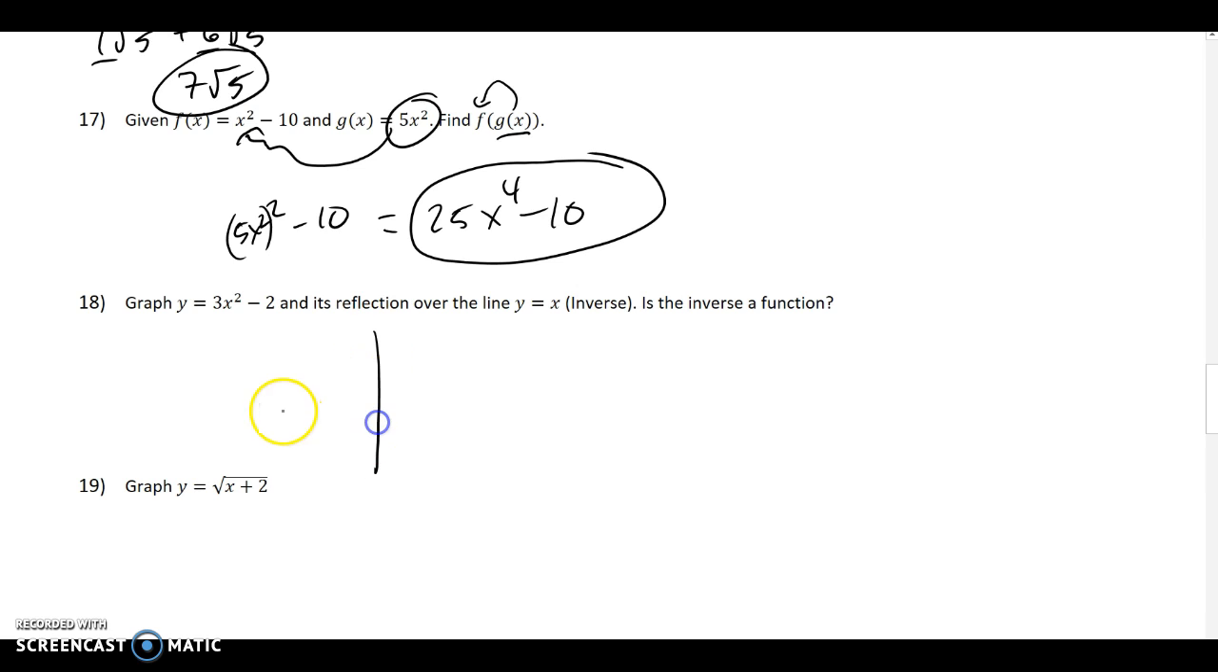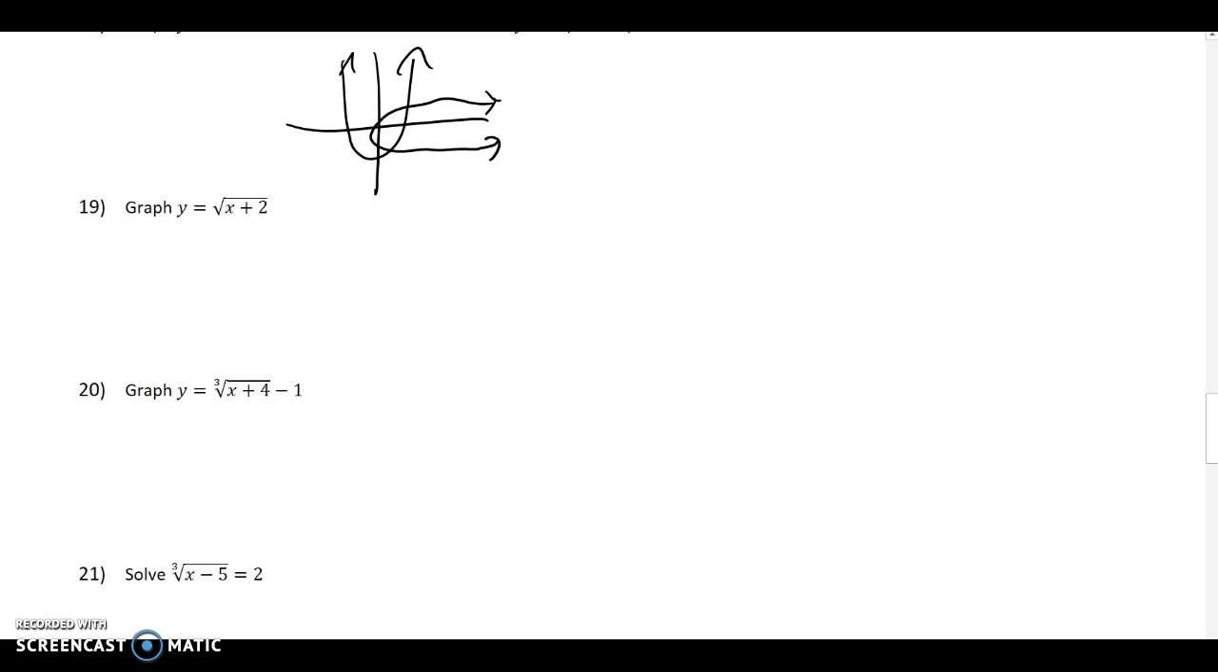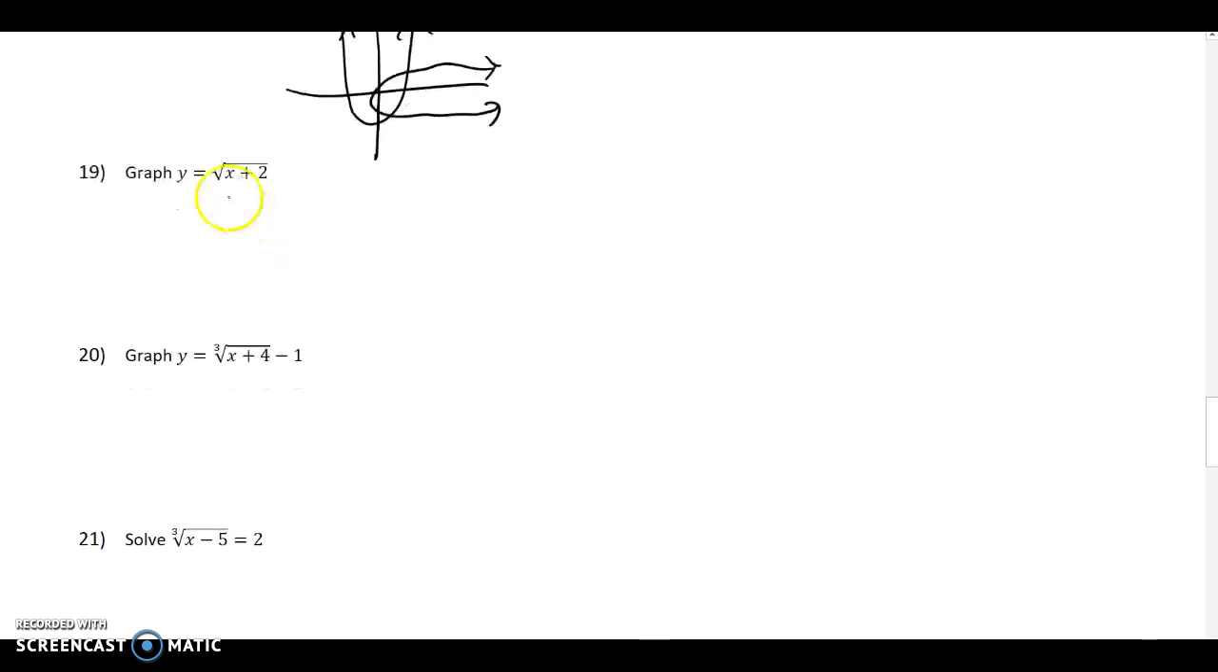So just remember that when we have x squareds here, we're going to have a U shape. And then the inverse will be a U shape but sideways. If you remember doing that in class. So we just look for that multiple choice there. We're going to graph x minus 2. So this is going to be left 2.